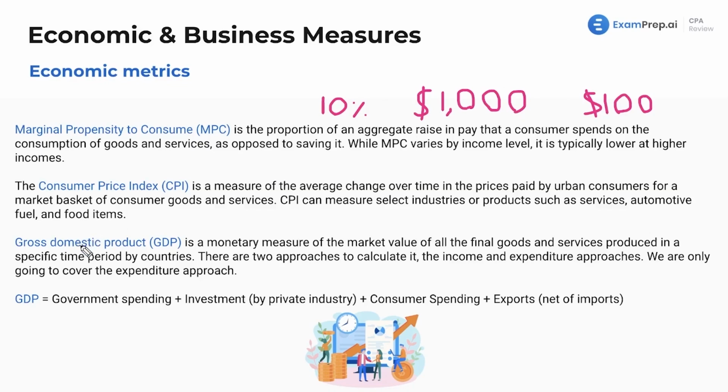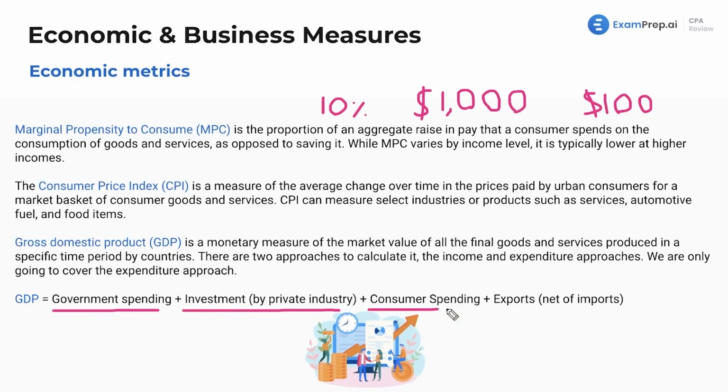The GDP, or gross domestic product, is a monetary measure of the market value of all final goods and services produced in a specific time period by countries. So, what is produced in a country? Well, there's government spending, there's investment by private industry. Government spending could be absolutely anything. Investment by private industry is going to be buying factories, buying goods, buying inventory.